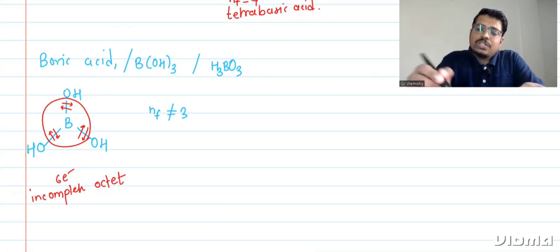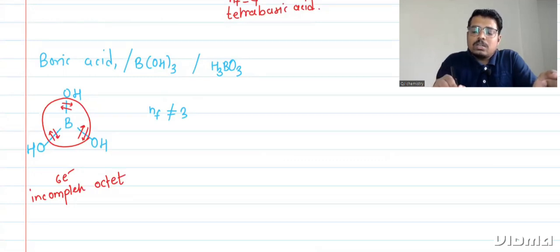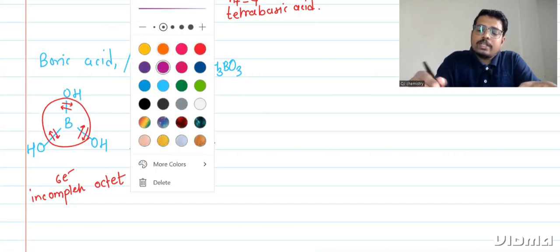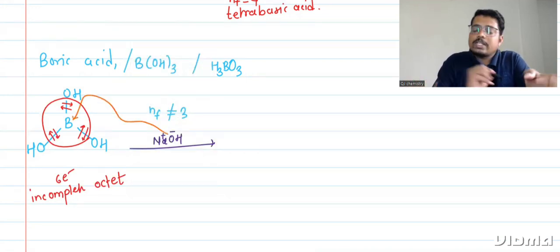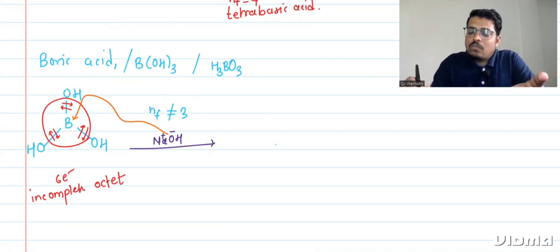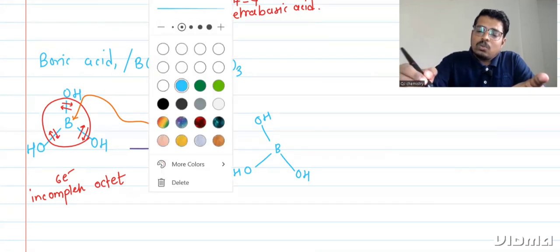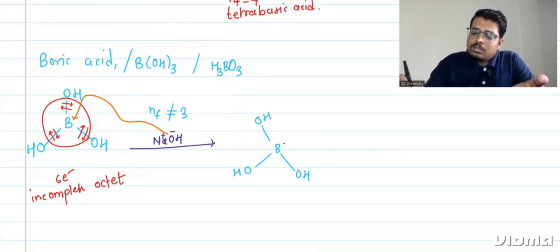When boron is treated with a base, for example NaOH, what will happen? The negatively charged OH minus ion attacks the central boron, and a new bond forms. That bond is a coordinate bond. Coordinate bond formation takes place like this.